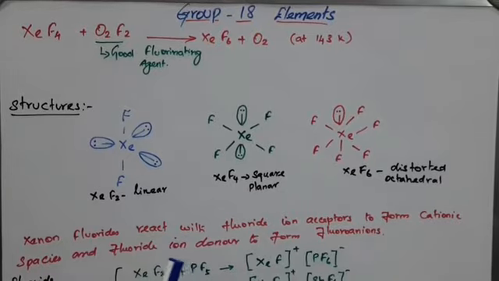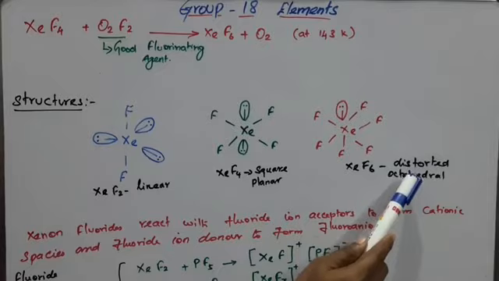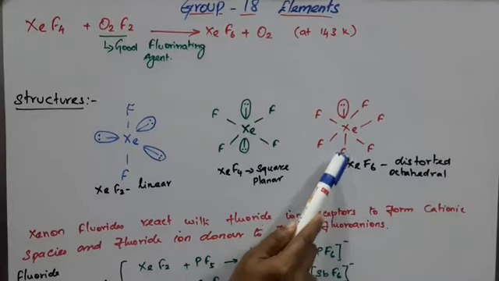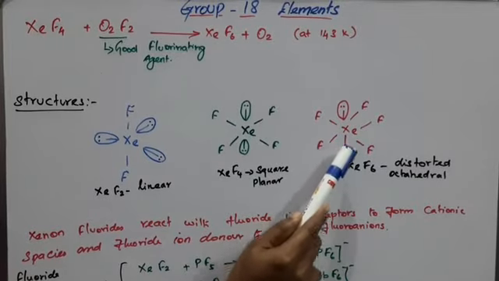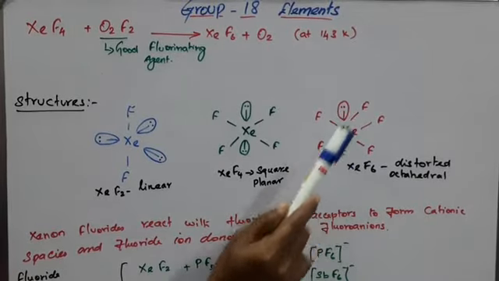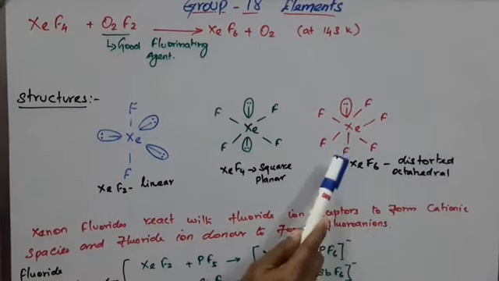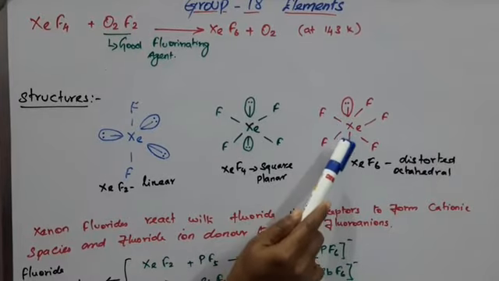Okay, so like that you have to do that. Okay, right. And XeF6 is distorted octahedral. Here it is an octahedral structure because the xenon is bonded with 6 fluorine atoms and 1 lone pair is present. Why do we have to use the word distorted here? Because the lone pair-bond pair repulsion is more.